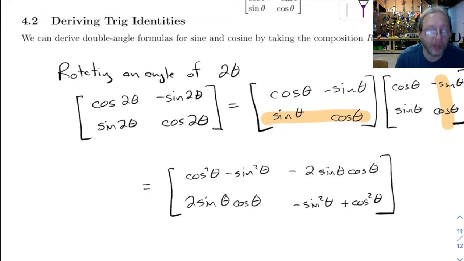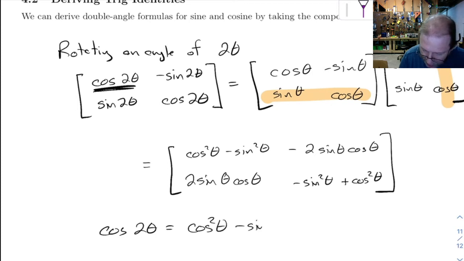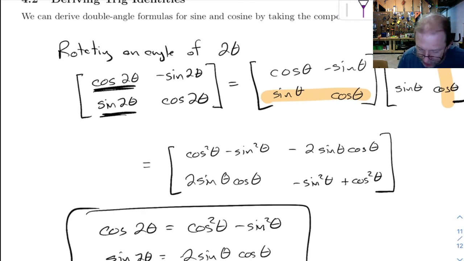Now the really cool thing is this matrix and this matrix are equal to each other. So what you can extract there is from this position you get cosine 2 theta is cosine squared theta minus sine squared theta. And from this position here you get sine 2 theta is 2 sine theta cosine theta. And those are trig identities that you should have seen at some point before.